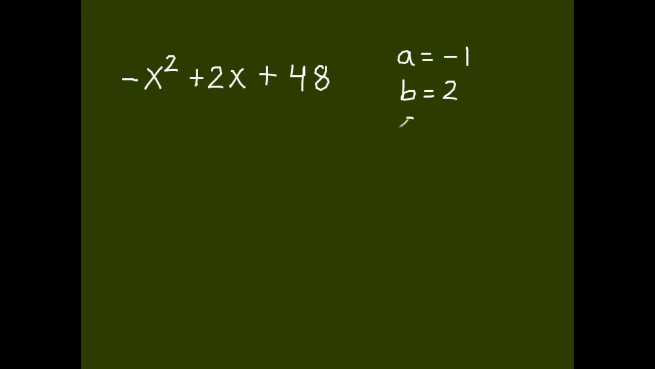Let's factorize negative x squared plus 2x plus 48. Okay, notice now that a is equal to negative 1, b is equal to positive 2, and c is equal to 48.